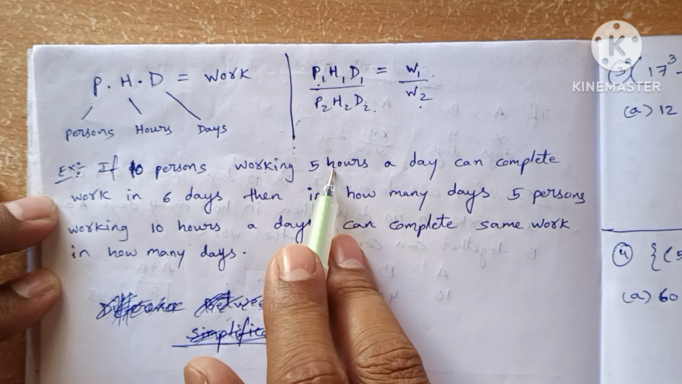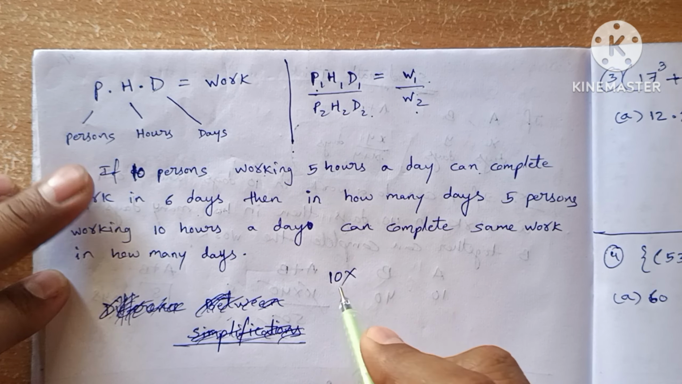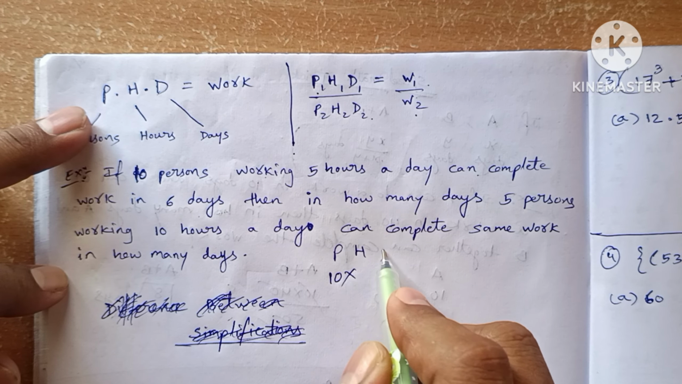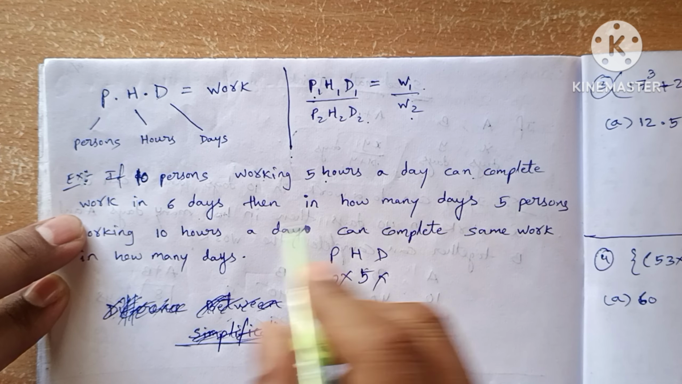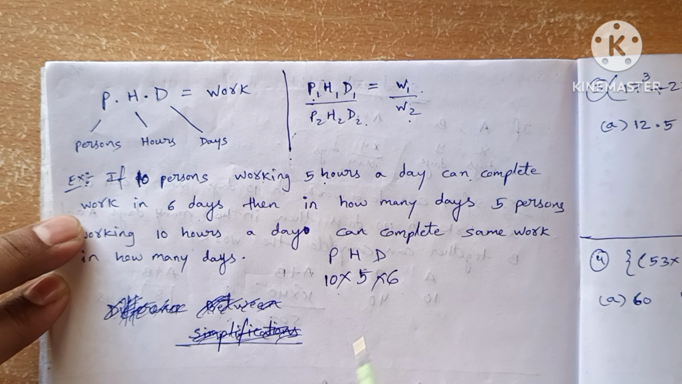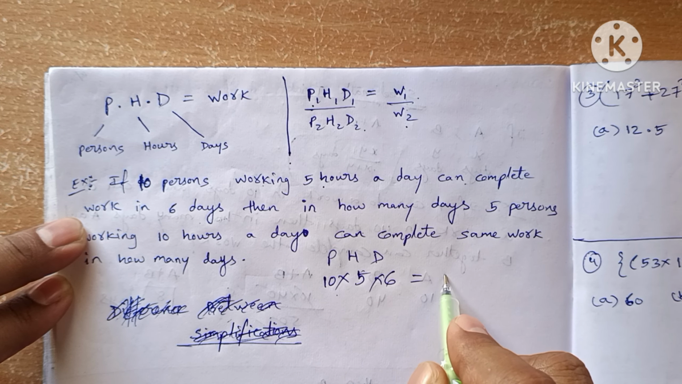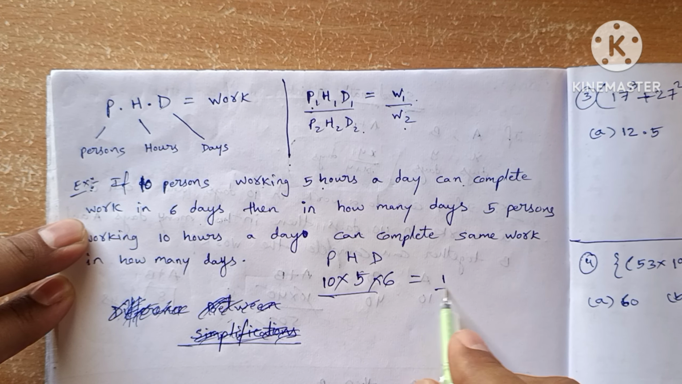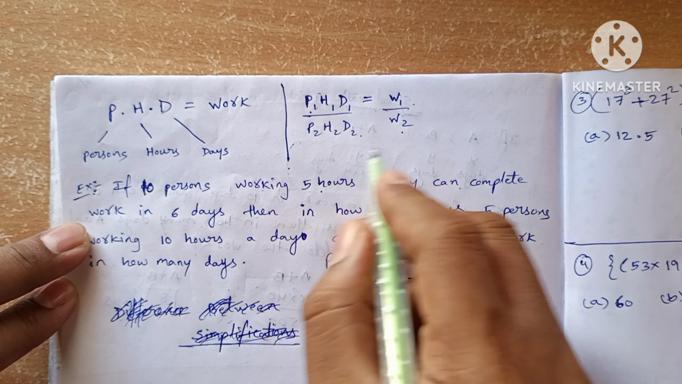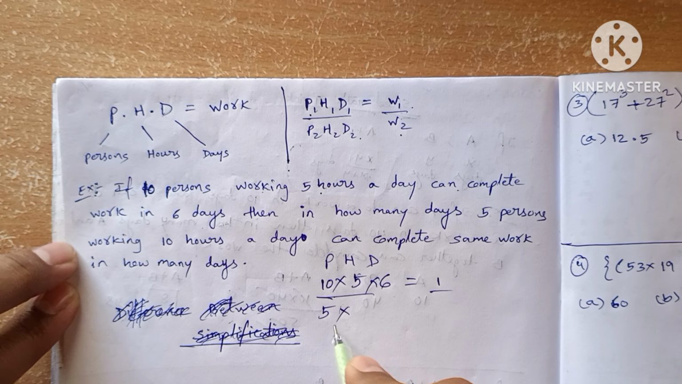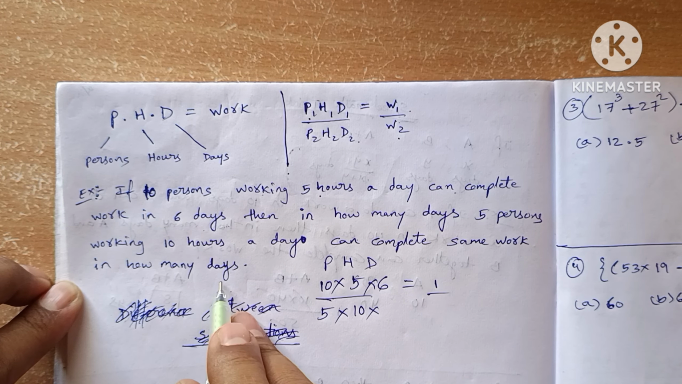If 10 persons working 5 hours a day can complete the work in 6 days, I am using the PHD formula here: 10 persons, 5 hours, 6 days equals work. Let this work be 1 unit. Now, 5 persons working 10 hours a day can complete the same work in how many days?